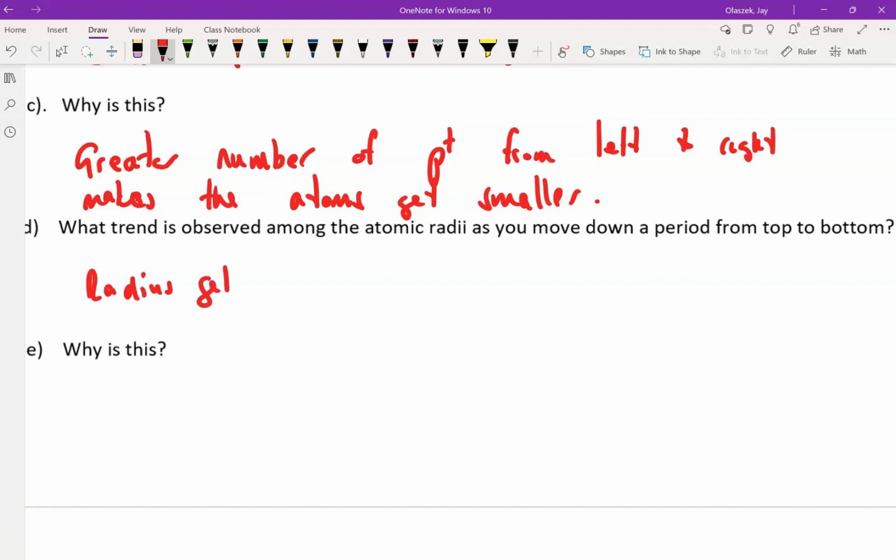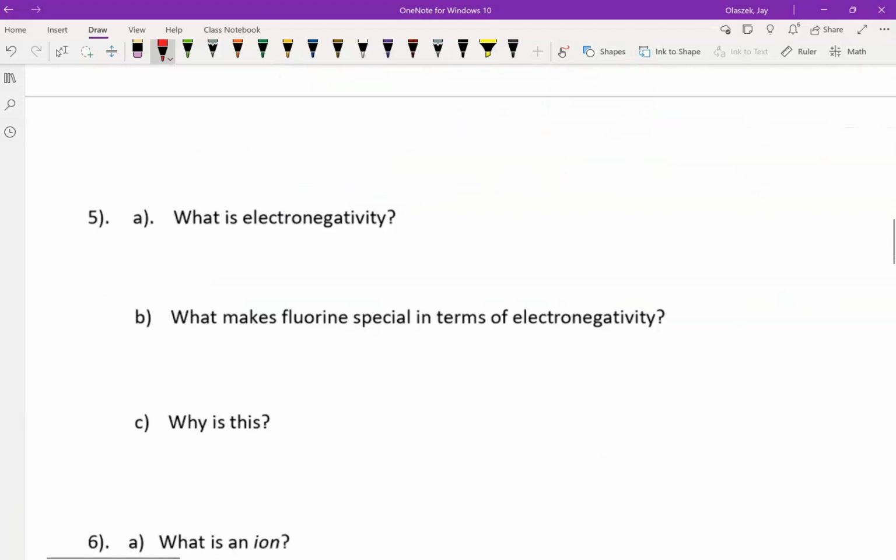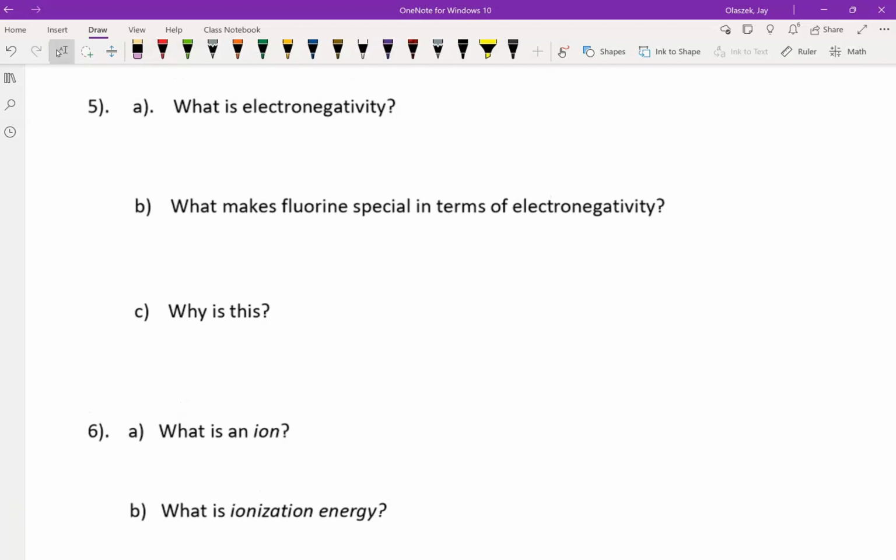Radius gets bigger from top to bottom. Why is this? Each new row is a new energy level. That's why.